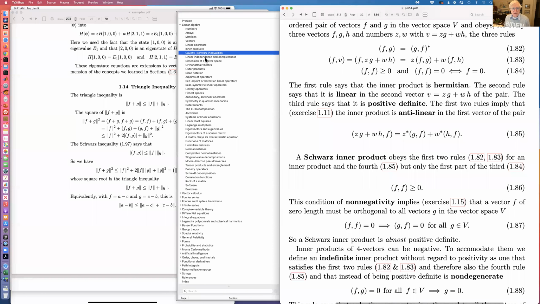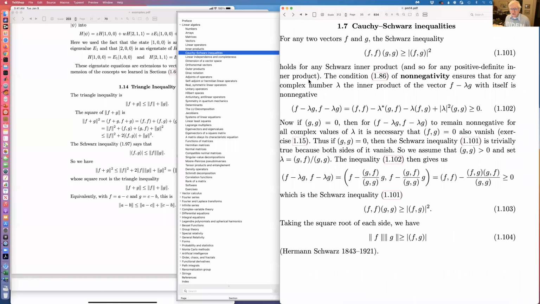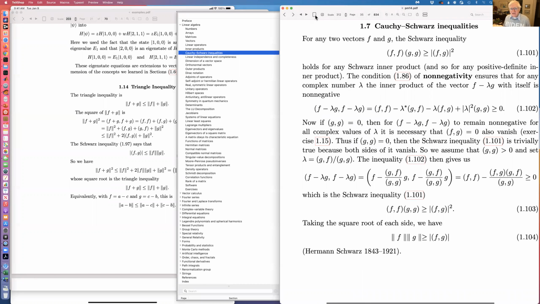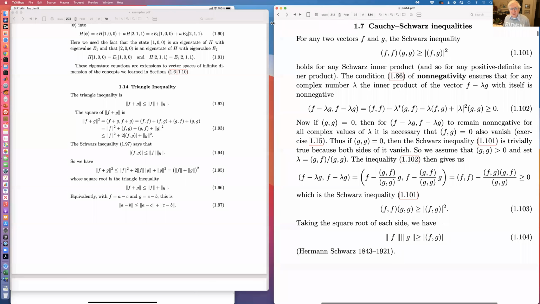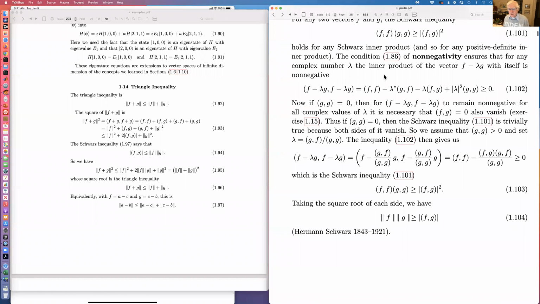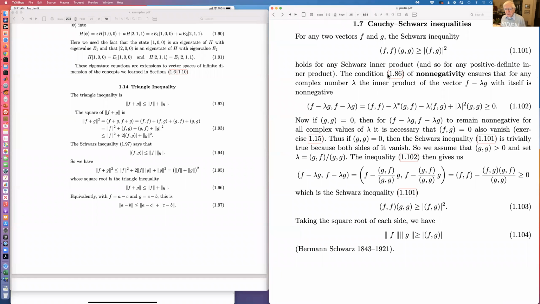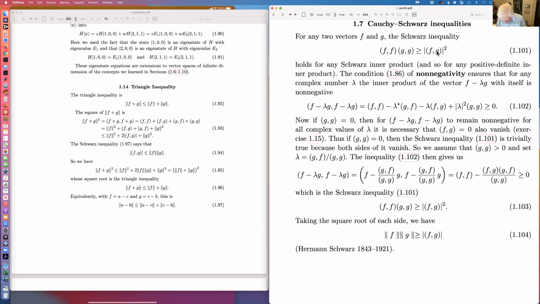Now let me jump to the Cauchy-Schwarz inequality. And that's something that we went through last semester, or I should say earlier this year in the first few weeks, namely that the inner product of a vector with itself times the inner product of another vector with itself is greater than or equal to the square of the inner product of the two vectors.